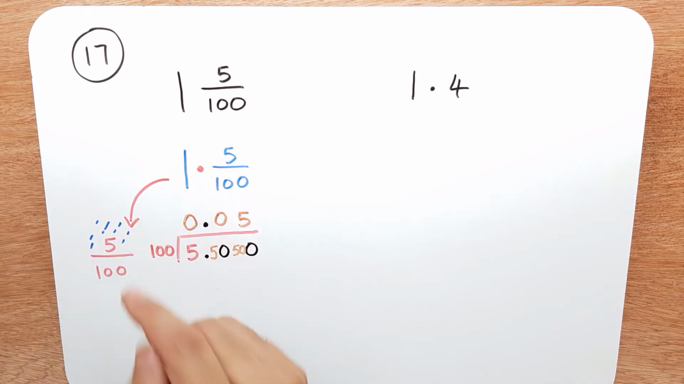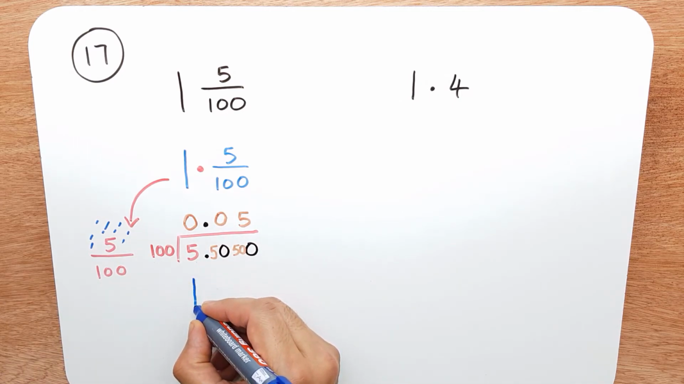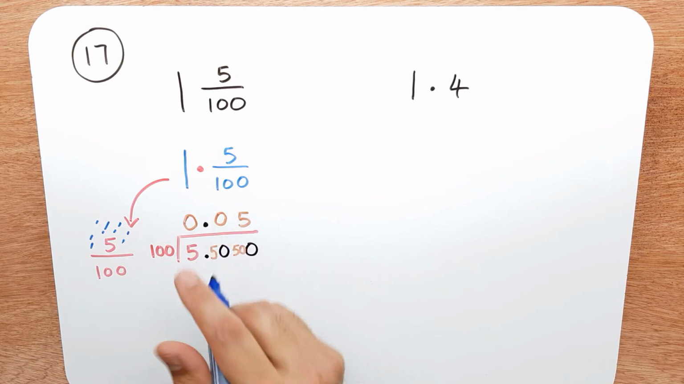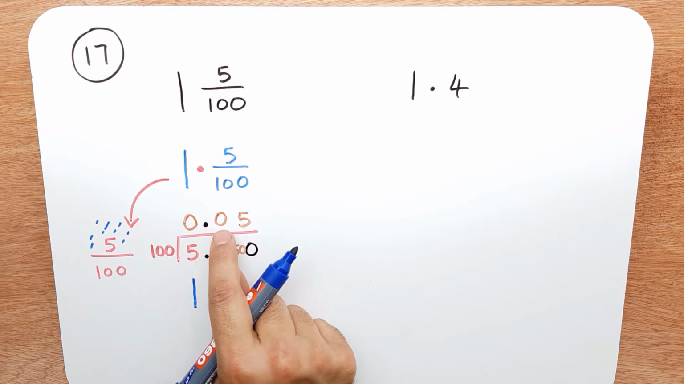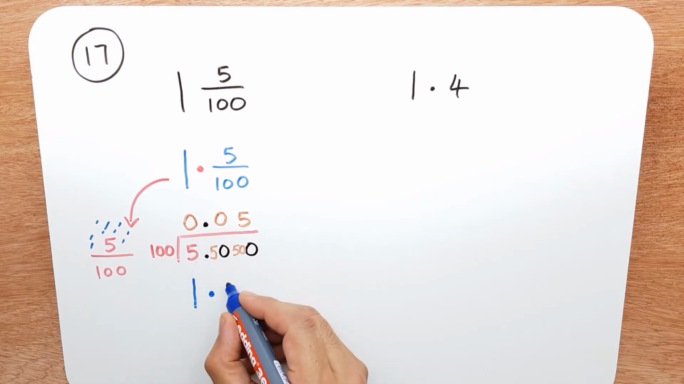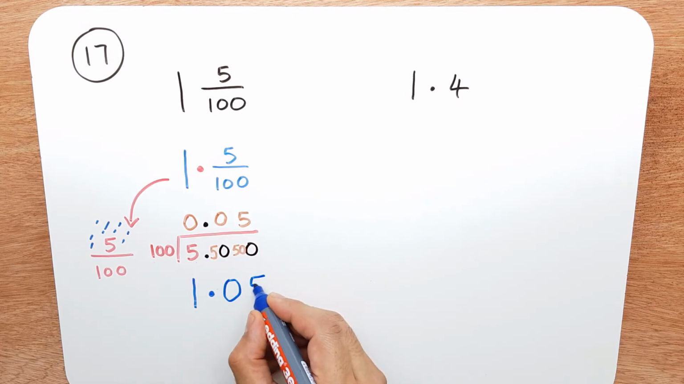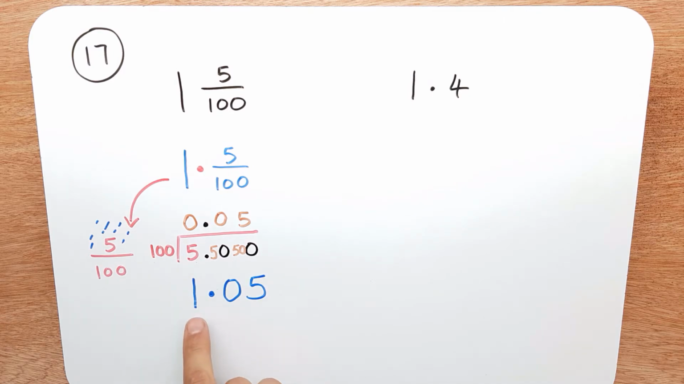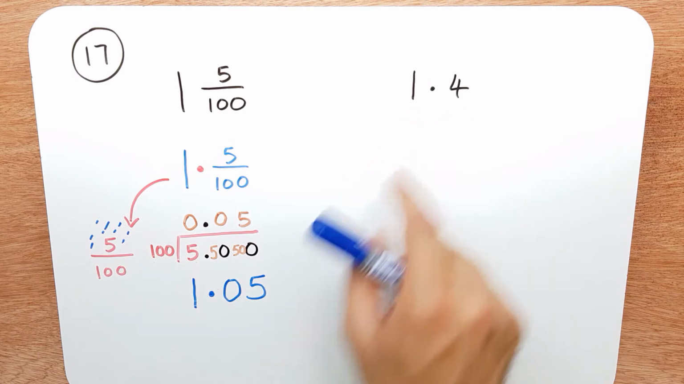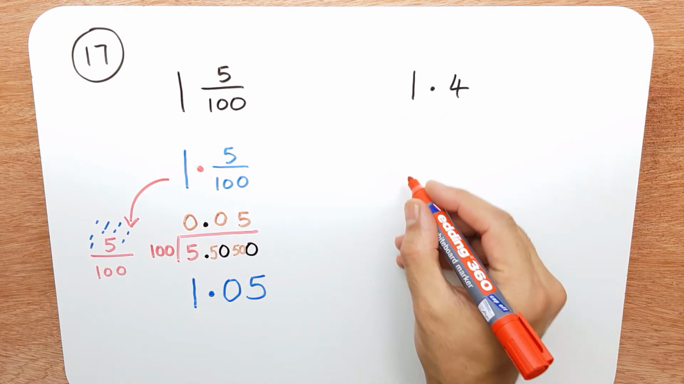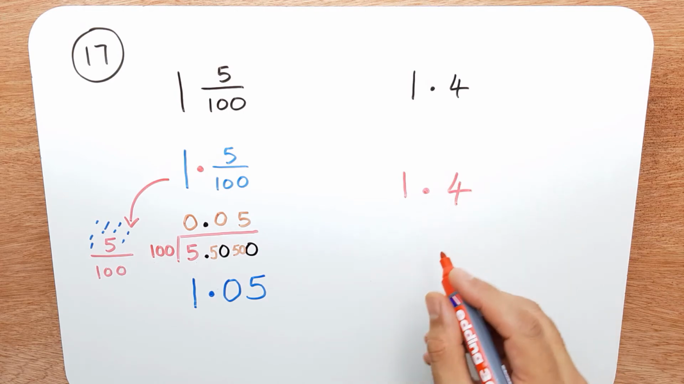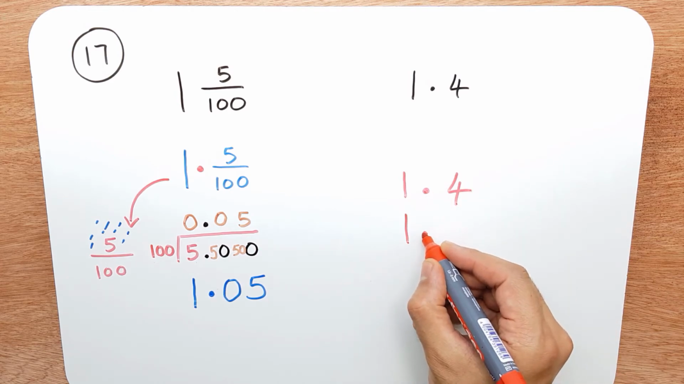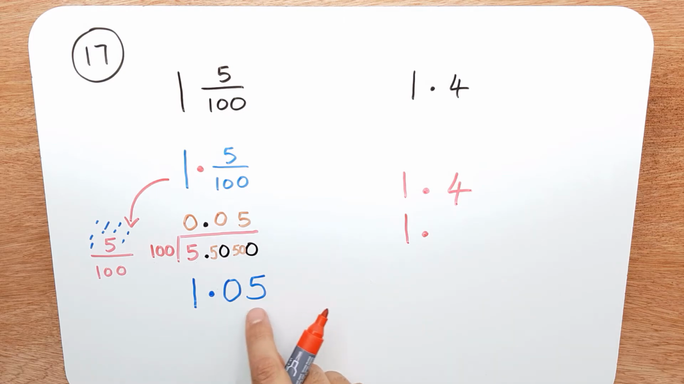So I have 1 point, and then if I look carefully here, 0.5. Now what I can do is I can compare this decimal with this. So let me write these numbers here. 1.4 and 1 point, and I have to be careful, it's 0.5.